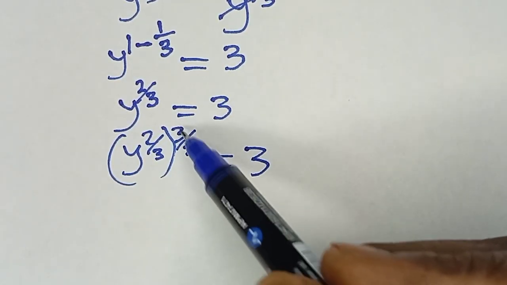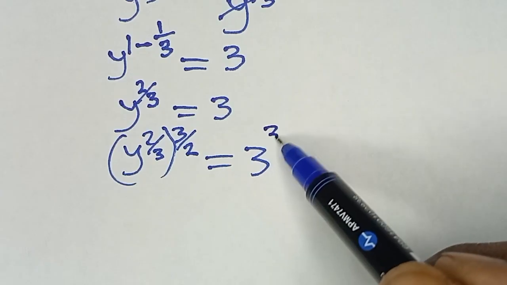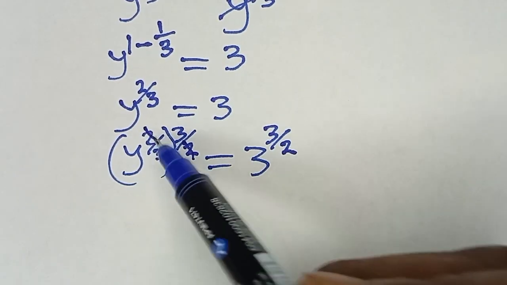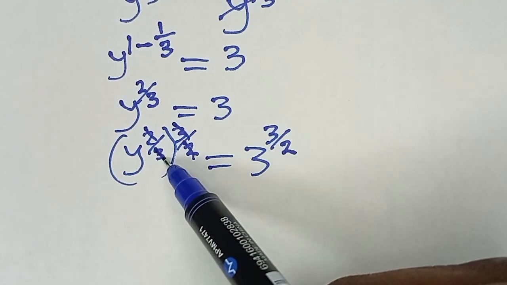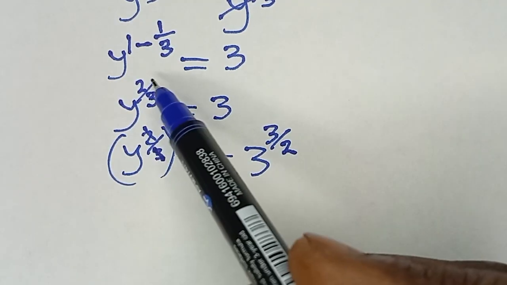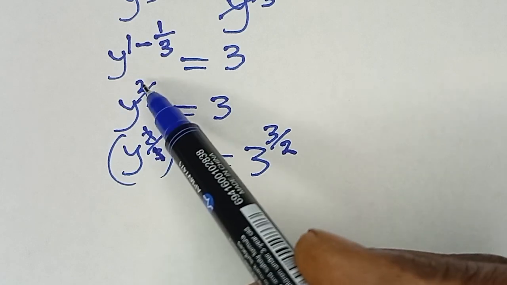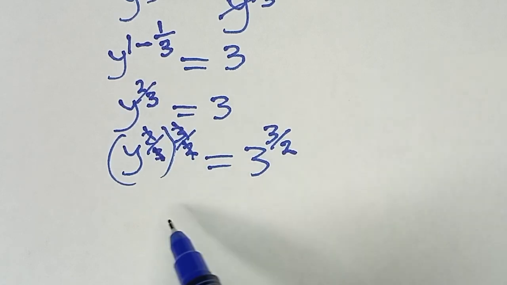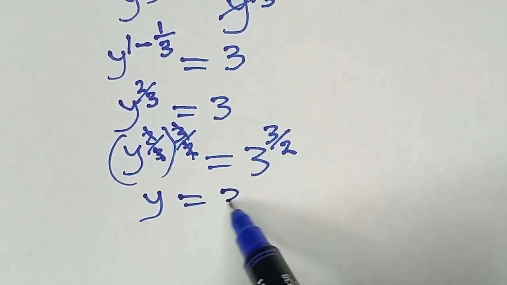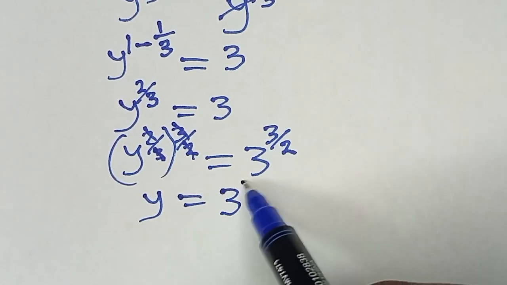Because I've raised this side to 3 over 2, I also do the same here. So I raise this side to 3 over 2. So if you check, this 2 will cancel 2. 3 will cancel 3. So that is how to make the power of y to become 1. You just simply raise both sides to the inverse of the power that you have here. So I now have y raised to the power 1, which is the same thing as y, and it's equal to 3 to the power 3 over 2.